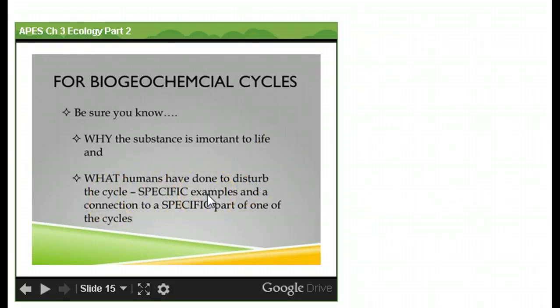Specific examples. Don't say in general, oh, we just let a lot of nitrogen go all different places and things happen. That's not very specific. You have to say, for example, when we use too much nitrogen fertilizer on a cornfield, if we use more than the plants can absorb, then some of it's going to run off into streams. When it runs off into streams, then it causes these specific problems. So be very, very specific when you talk about these things on the AP test.